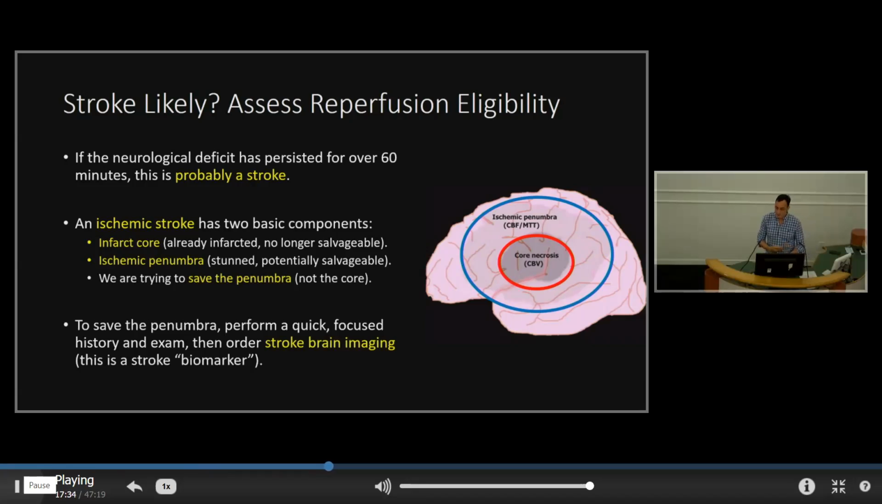So to do this, we need to know how much is core and how much is penumbra, right? And that's the whole point of the code stroke, is to find out which is which and then decide if we should try to save the penumbra based on how much there is. And so to do this, we do a quick history and exam, and we do our stroke brain imaging protocol.